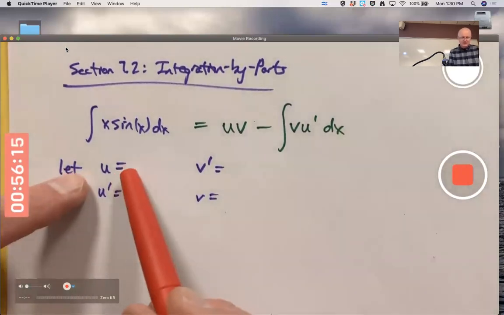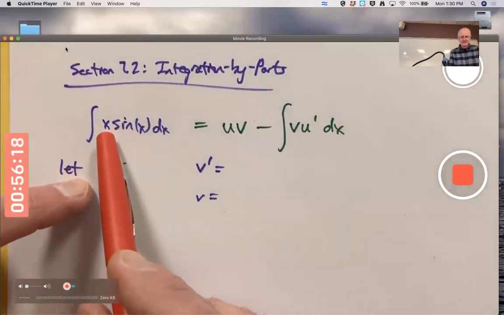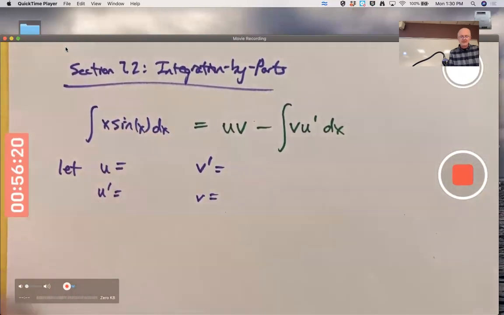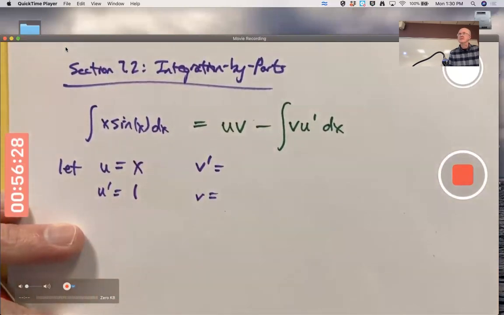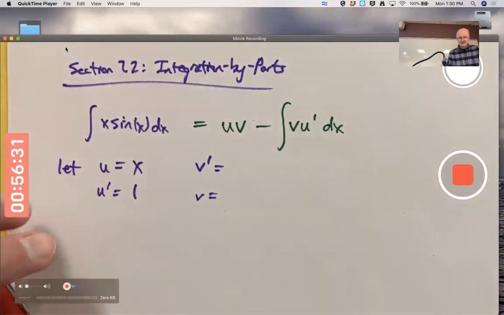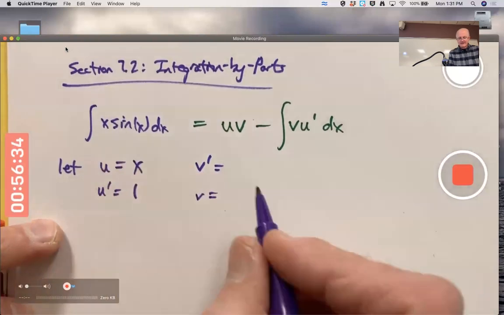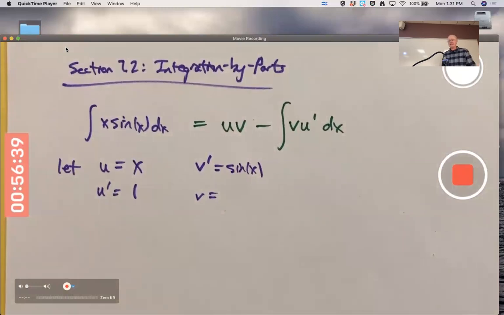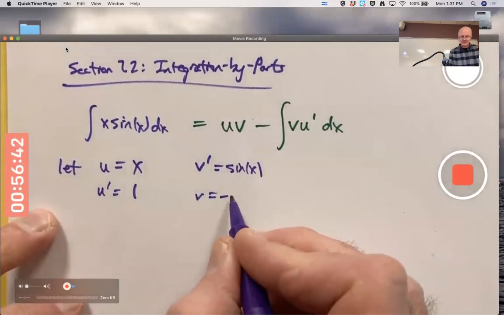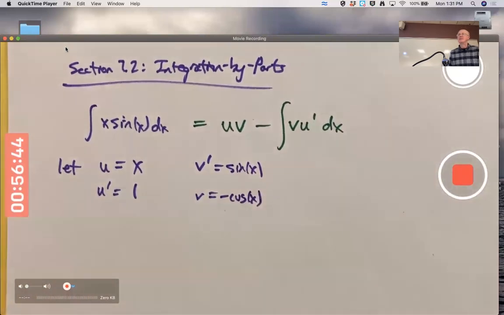So let's focus on the u first. Should I let u equal x or should I let it be sine x? If you let it be x, that has the positive effect of having a derivative that's simpler. So that's good. So if you let u be x, then v prime has to be the other factor, in this case, sine x. And that is something that is relatively easy to integrate. Integral of sine of x is negative cos x plus c, though you can take the c to be 0. It's only at the very end of the problem that we're going to put on a plus c.